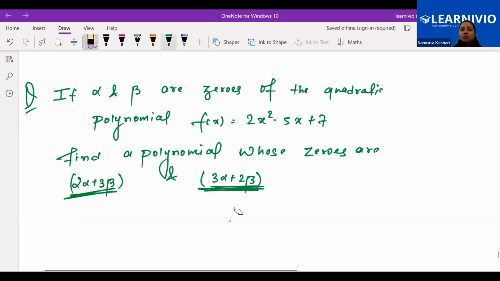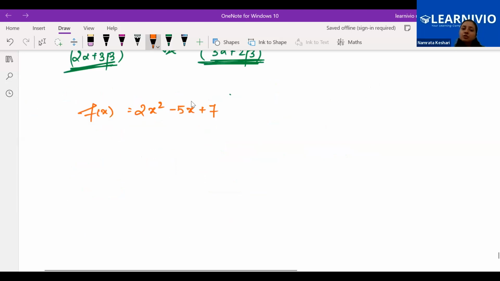Now what will we do? If alpha and beta are the zeros of the given polynomial, we can directly write the sum of the zeros and the product of the zeros. This formula we have learned. Let's apply the formula and write the sum of the zeros and the product of the zeros with the help of the given polynomial. So the sum of the zeros, alpha plus beta, will be, what is the formula?